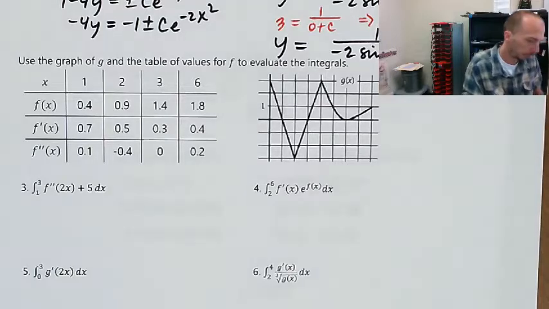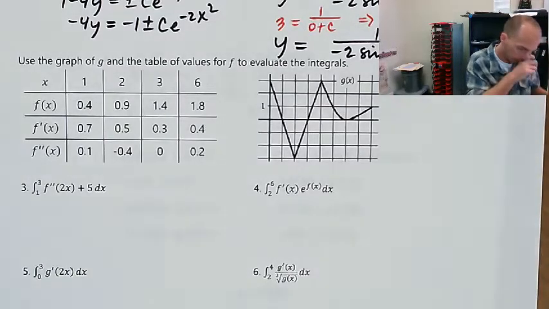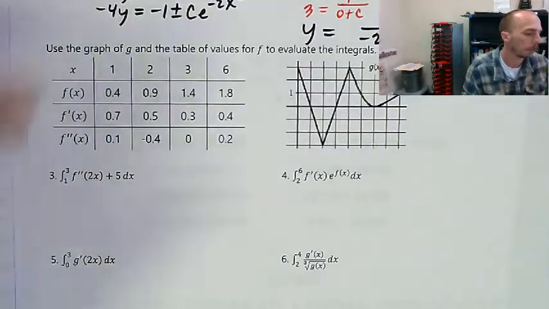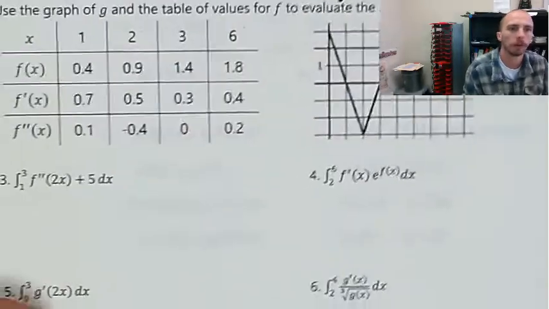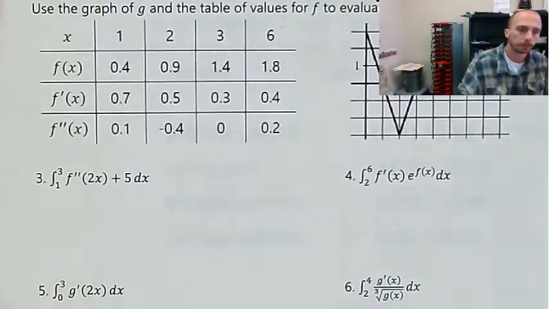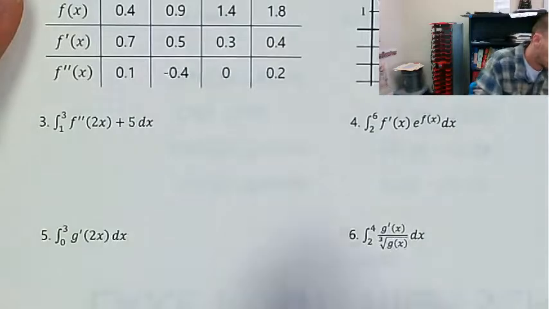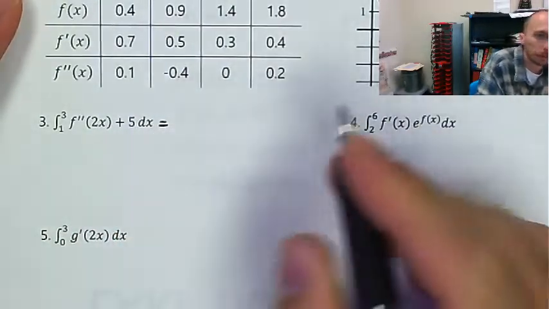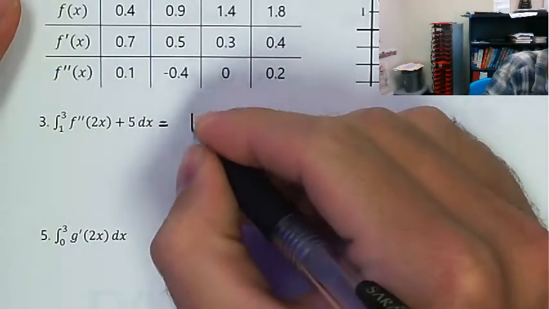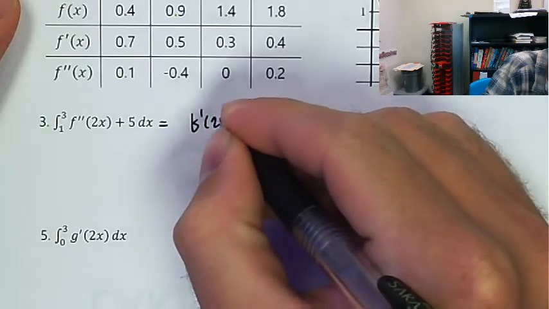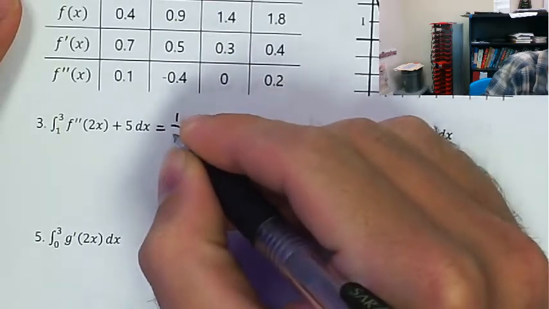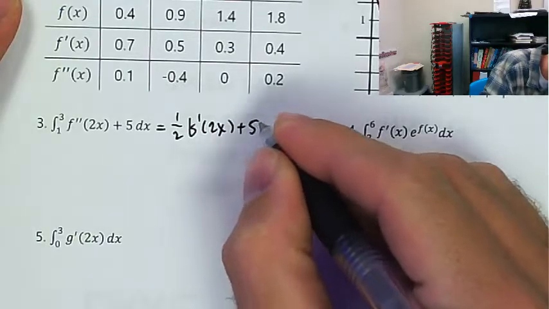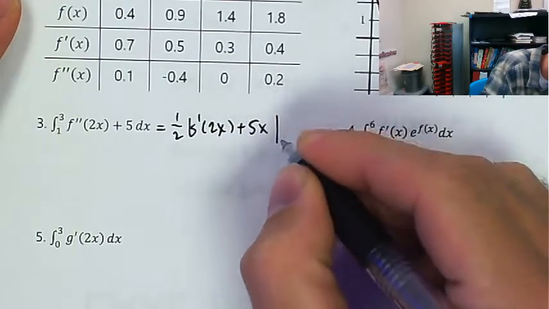All right, use the graph of g and the table of values for f to evaluate these integrals. I know that this is going to be a little crammed, so I'm going to zoom in and use a thinner pen. This one, I'm going to just find an antiderivative for f double prime of 2x plus 5. It's going to be related to f prime of 2x, but I'm going to have to divide by 2 to prepare for the chain rule. And then the antiderivative of 5 with respect to x is going to be 5x.